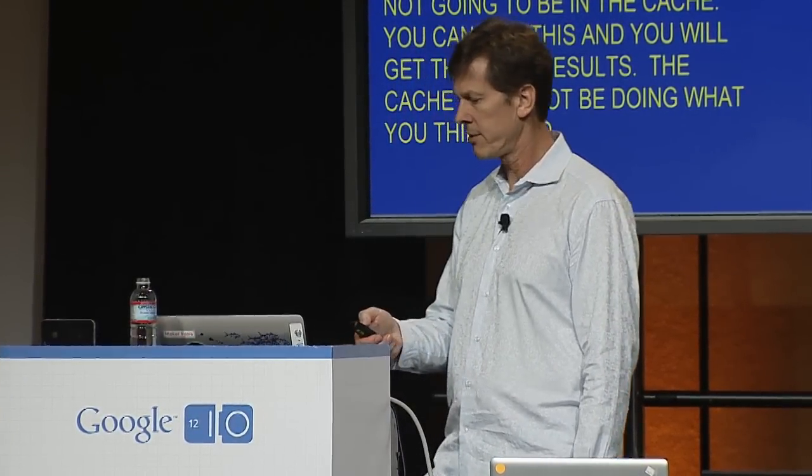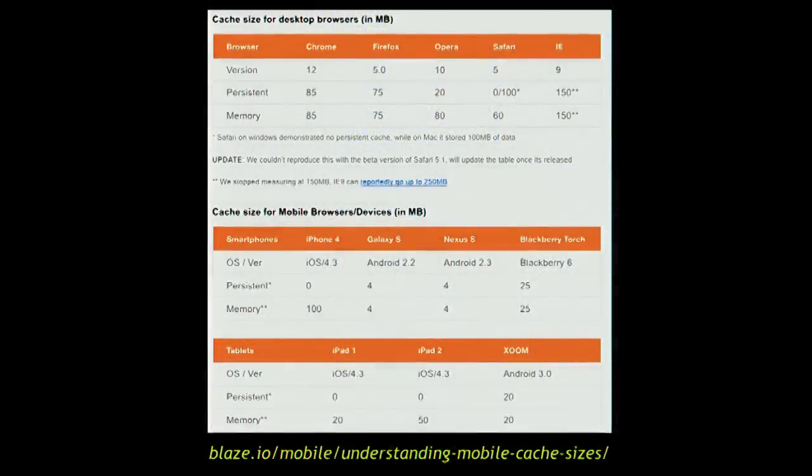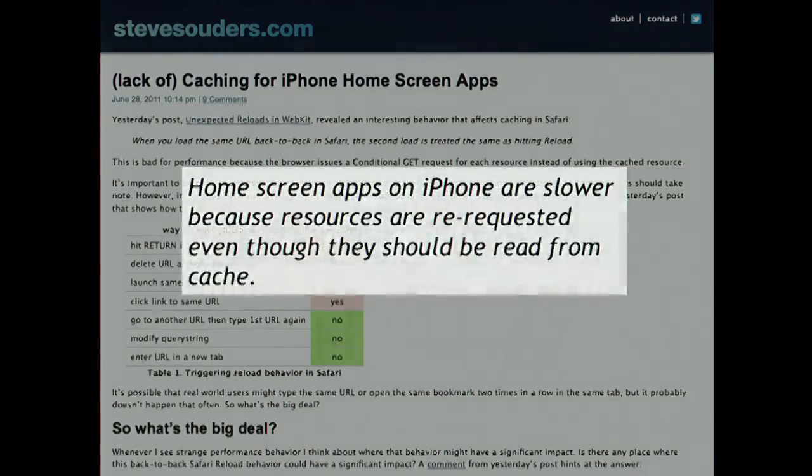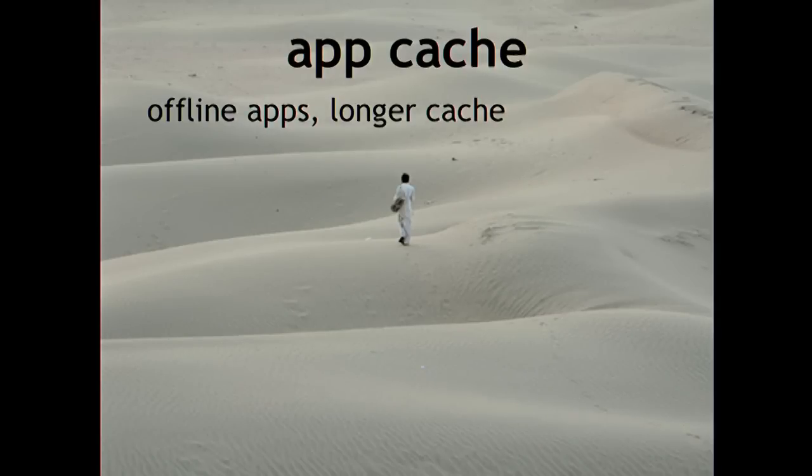And here's a great study from Guy Poe over at Blaze, now Akamai, where he shows that mobile caches are very small. This is another reason why things you think should be in the cache won't be. And this was a study I did where I found that I like building web apps and putting them on the home screen. And it turned out in iOS, if you do that, the cache isn't used optimally. So you can use app cache for caching.